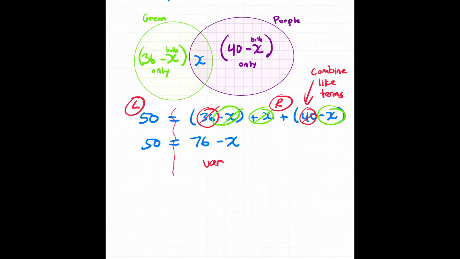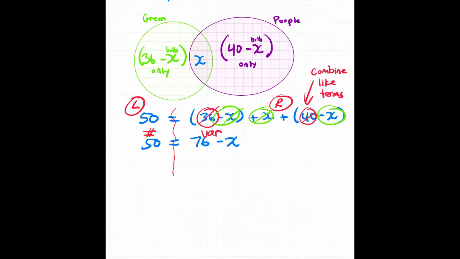So I want to put the variables on one side. It doesn't matter which side. And I want to put numbers on the other side. Okay, so remember, that's our goal, to get variables all on one side and numbers all on the other side. So let's look at the right side.